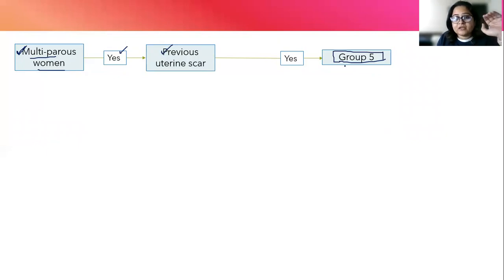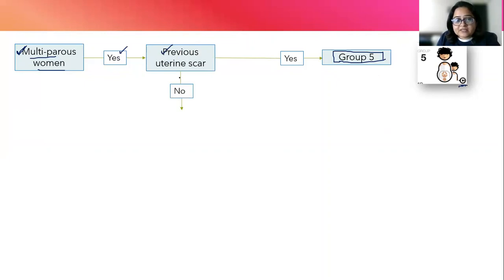So basically groups 1, 2, 3, 4, 5 are all term, all cephalic presentations. The difference lies in whether they're nulliparous or multiparous or have a previous uterine scar. So I'll repeat, multiparous woman, yes. Previous scar, yes, she falls into group 5. You can see group 5 in the image. There's a small c written. That is because she has a previous uterine scar.